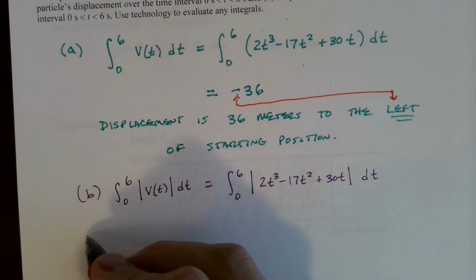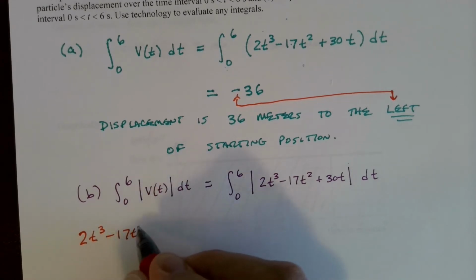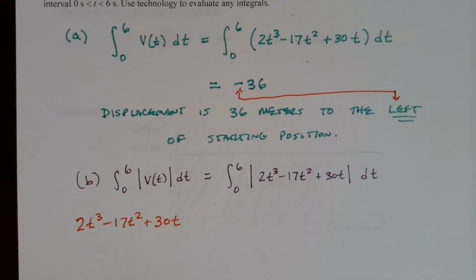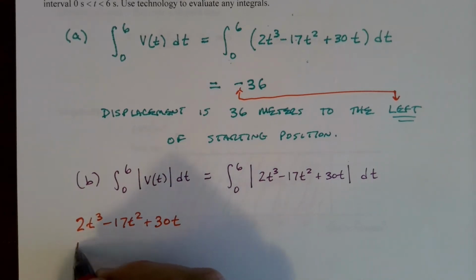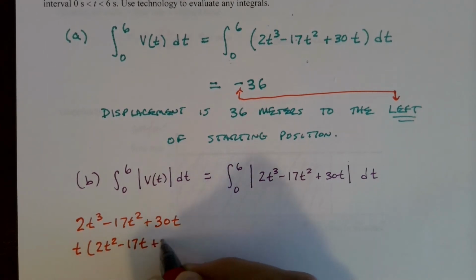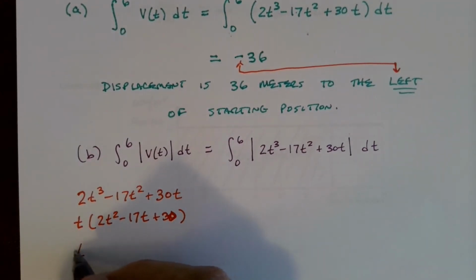Well, remember, we need to know about this function. Again, let me write out here 2t cubed minus 17t squared plus 30t. When is this function positive and when is it negative? In particular, when is it 0, and then we can check the intervals between and beyond those places. So if I factor this, notice I can factor out a t first of all. And then can I factor this? Well, it turns out it can be factored.